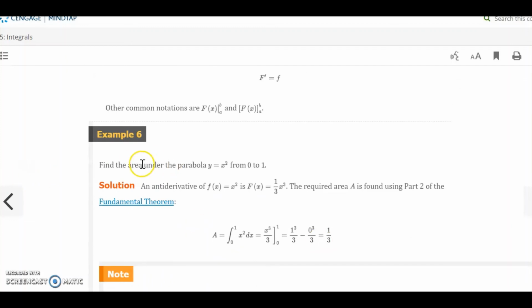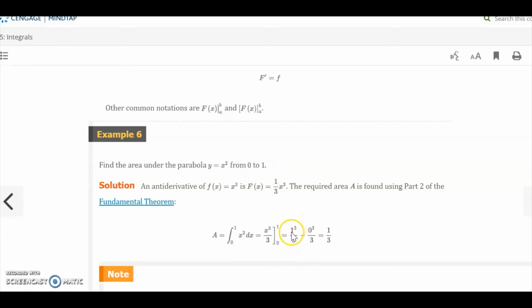Okay, so right here we're finding the area. Finding the area is the same thing as integration. So we're finding the area under the parabola, y equals x squared from 0 to 1. So we're integrating, taking the antiderivative. What's the antiderivative of x squared? Well, we have to use our antiderivative rules. We add 1 to the exponent and divide by that new power. So we have 1/3 x to the third, and that's our antiderivative. And then we have to plug in 1 and 0.